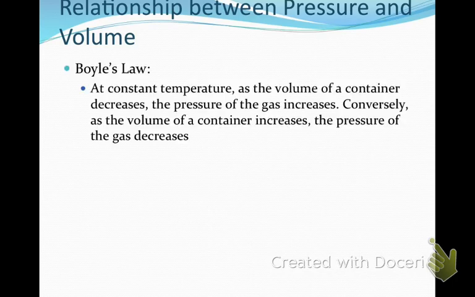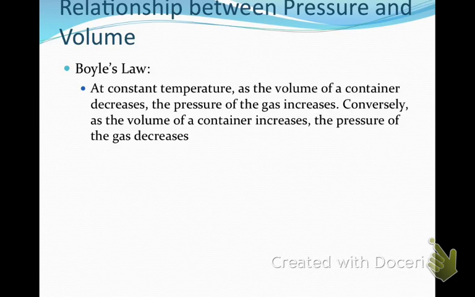So now we're going to look at the relationship between pressure and volume. This is called Boyle's law. So at constant temperature, meaning that temperature does not change, it stays the same, as the volume of the container decreases, the pressure increases. Right, so when that volume gets smaller, when the size of the container gets smaller, there's so much more pressure in there. There's so many of those particles bouncing off the walls and off of each other.